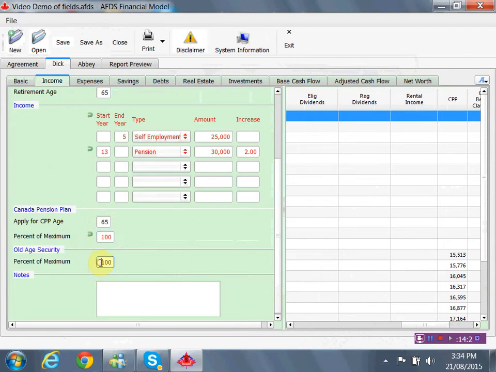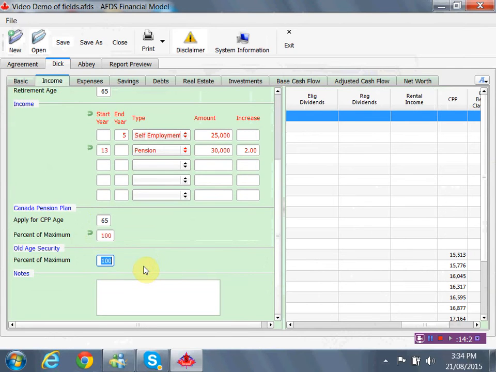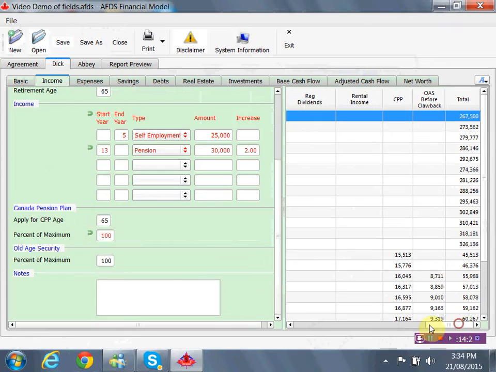And then old age security, the maximum that you want. The times when you wouldn't have 100% maximum on old age security would be if the person was not a resident the whole time, and so they didn't qualify for full old age security. And now with more immigrants, that certainly is not abnormal.